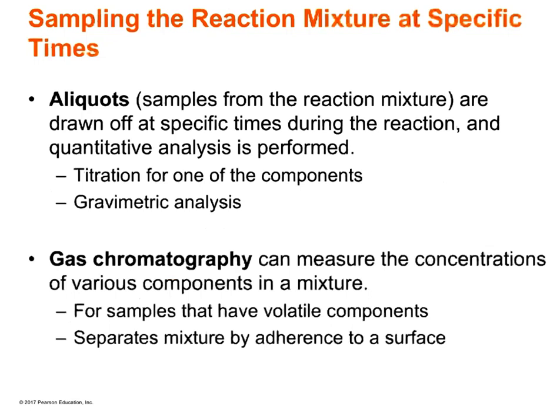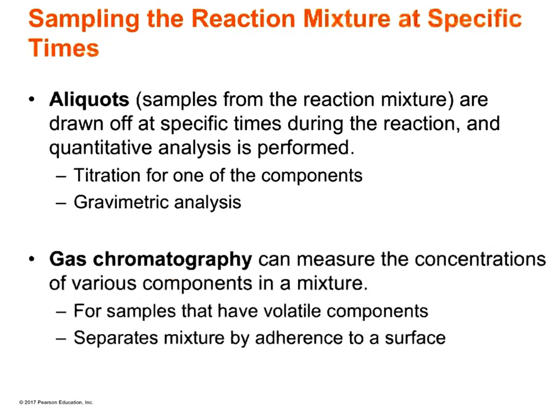Another way that we can keep track of a reaction over time is by taking tiny samples from the reaction mixture at different time points. Those samples are called aliquots, and when we take these aliquots, we then pass them through an instrument which can then measure the concentration of a particular component of the reaction.